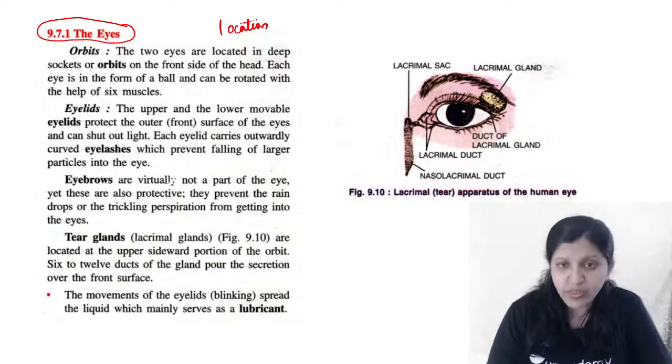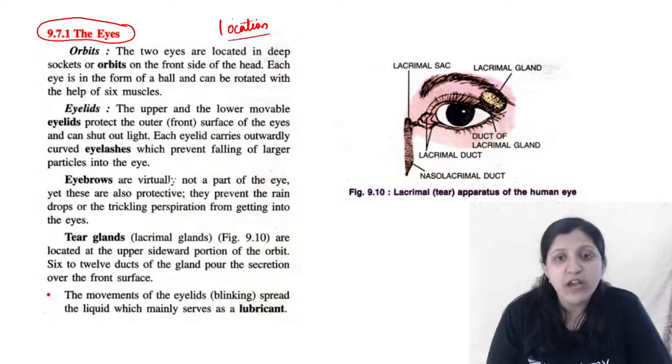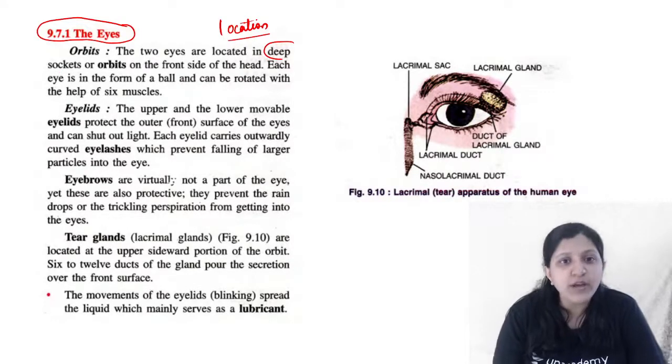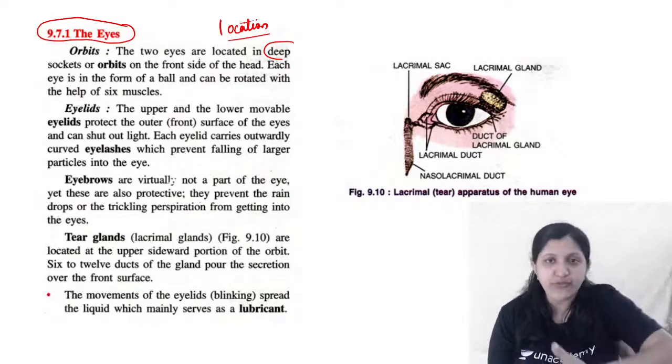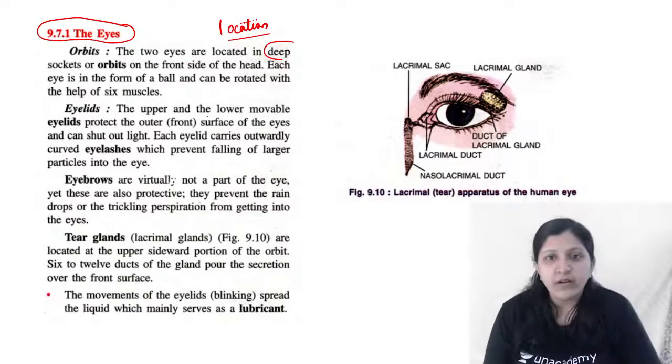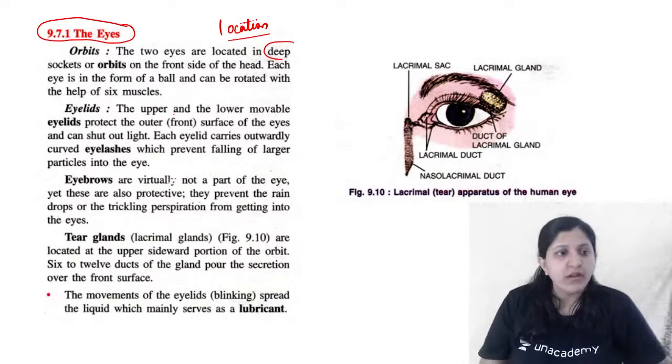Now starting with the location, you need to start with this: it is located in deep sockets or orbits on the front side of the head. So on the front side you will find this particular eye location.